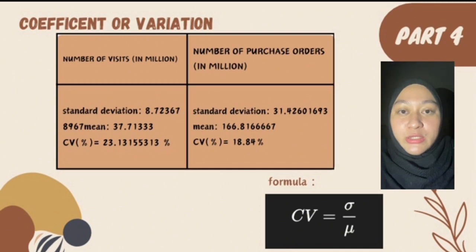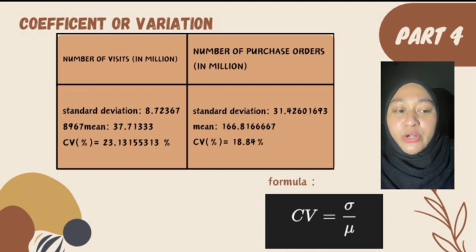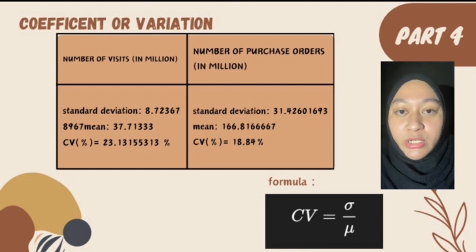And lastly is coefficient of variation. To find coefficient of variation, we divide standard deviation by mean and multiply by 100, and you will get the answer. For number of visits, I got 23.13% and number of purchase order is 18.84%. CV for number of visits is higher than number of purchase order.